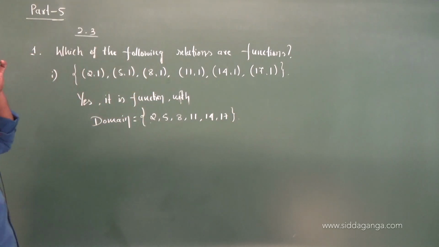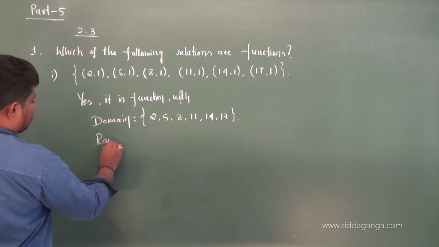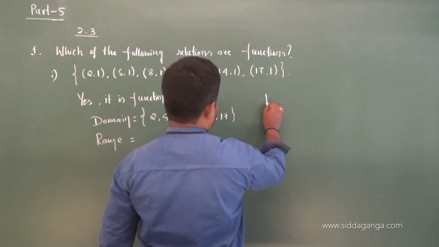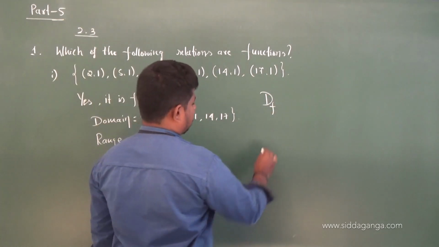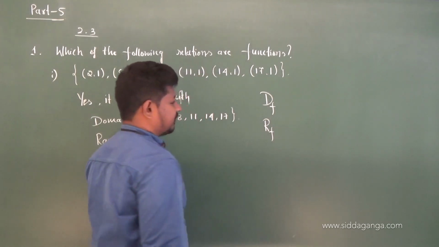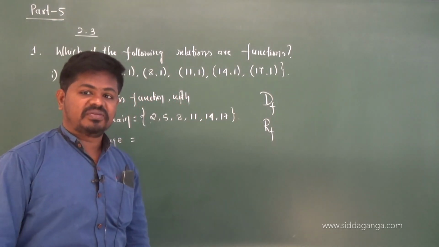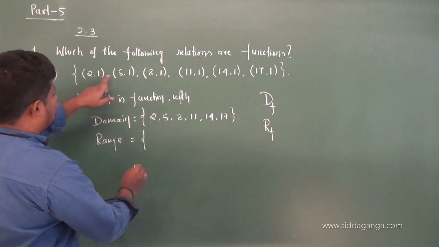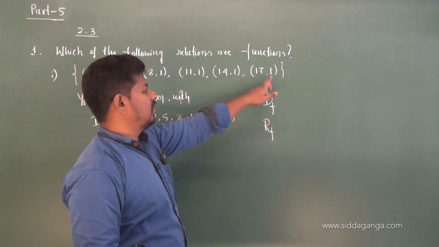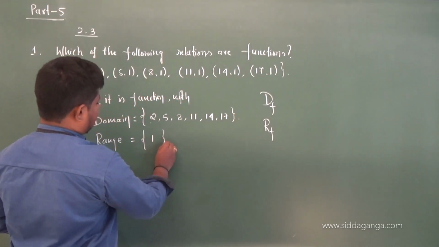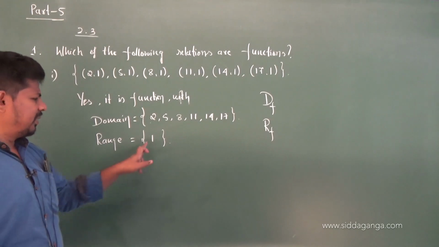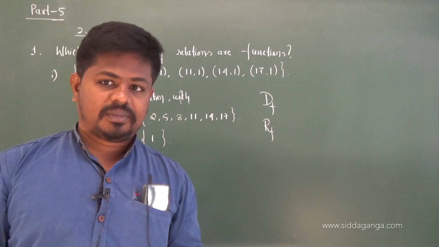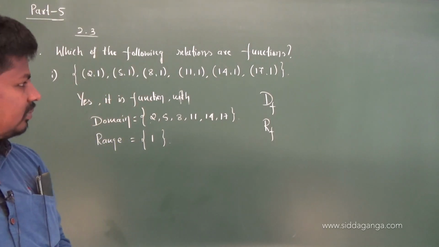Okay, and range of f. Sometimes we write domain of the given function as domain of f, range of f, like this. That denotes domain of the given function and range of the given function. Range is set of all second elements: 1, 1, 1, 1, 1, 1. You mean range contains a single element. So one can be image of more than one element in a function. We discussed before. It's the first question.